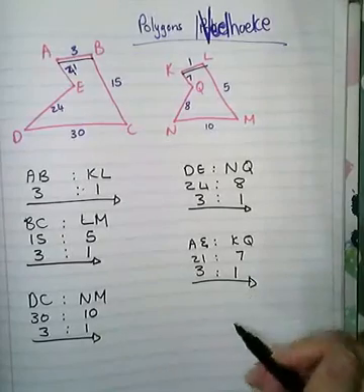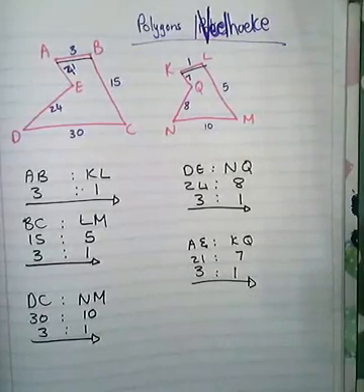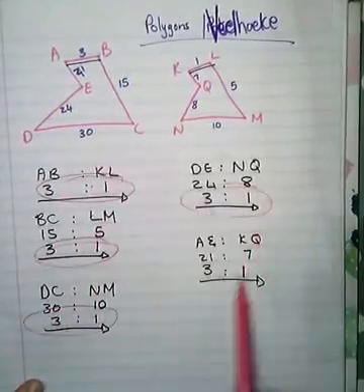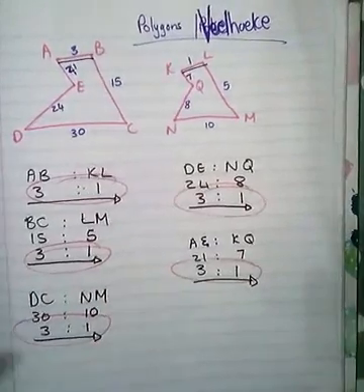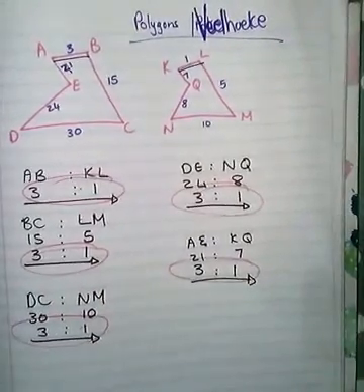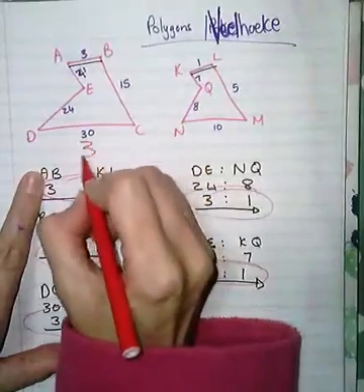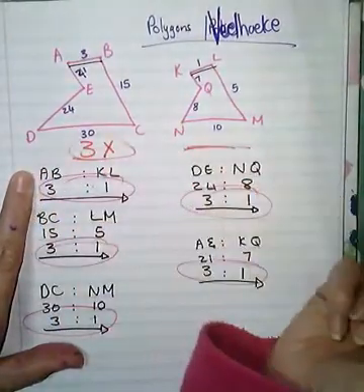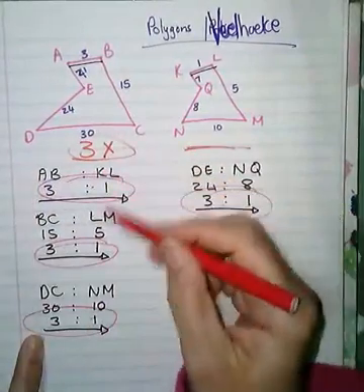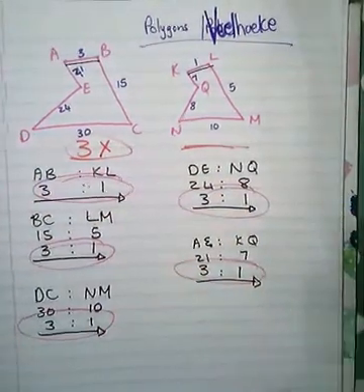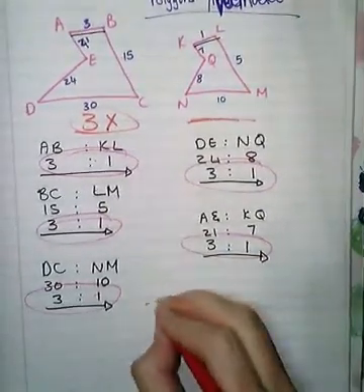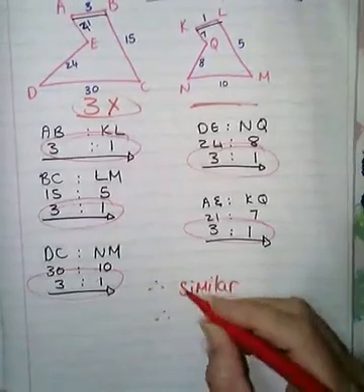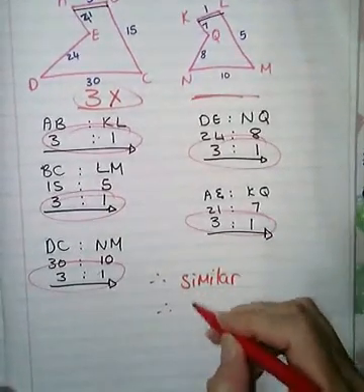So, what we've proved now is that all of the sides have the exact same ratio of 3 to 1, meaning this shape over here is 3 times the size of this one. Exactly 3 times on all of the sides. So now we've proven that these two are similar. Okay, so ons het bewys hulle is gelykvormig.